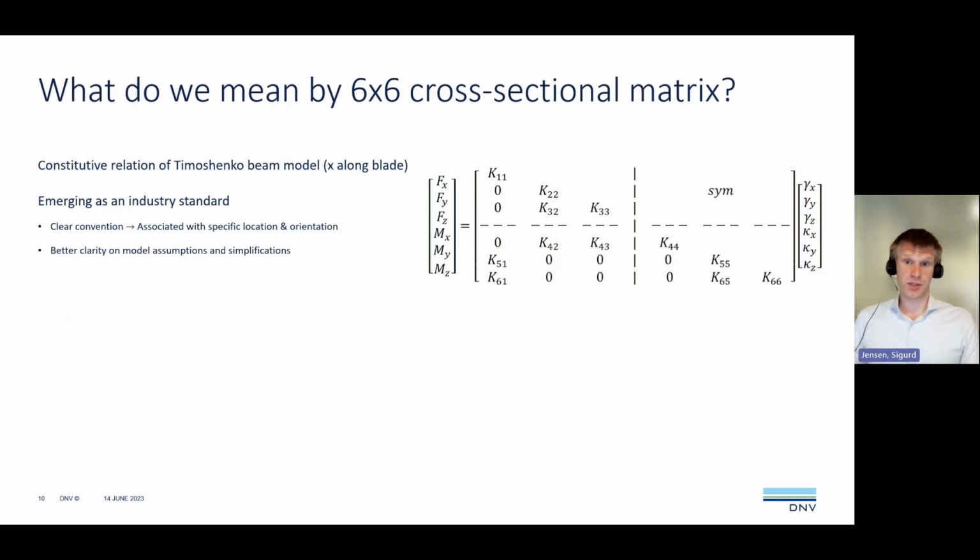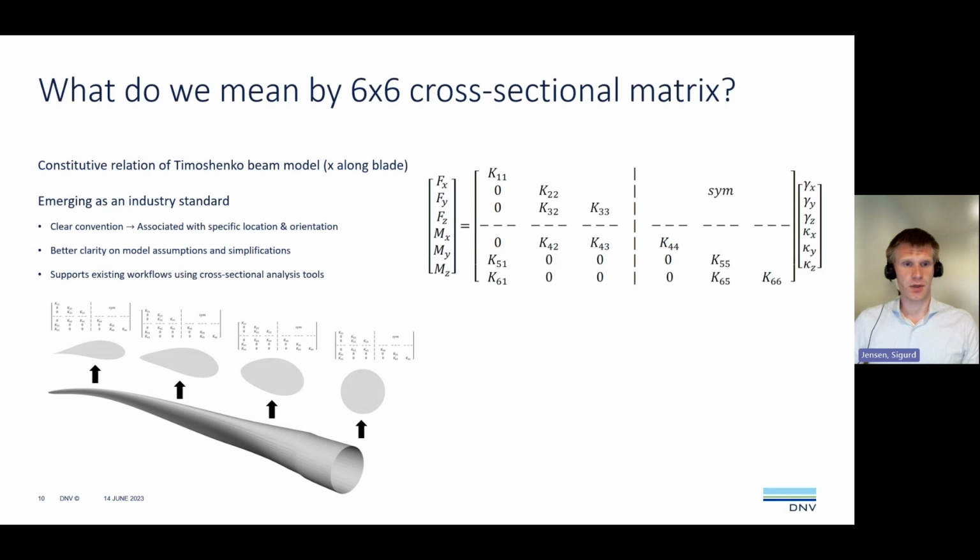Yeah, and it also is just much easier to see what model assumptions and simplifications have been made for this type of structure. And a big advantage as well is that it supports existing workflows using cross-sectional analysis tools. So these tools still often output these 6x6 matrices, which is then ideally ready to be used in the beam finite element model.